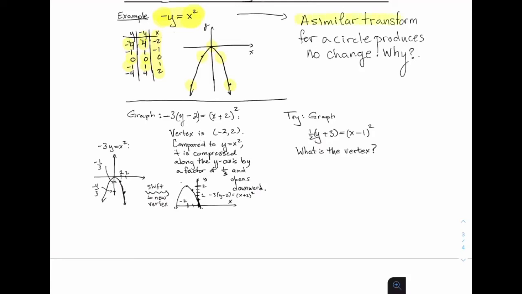If you do a similar transformation from the standard circle, there is no change. You might want to think about why. Just plug it in and see.